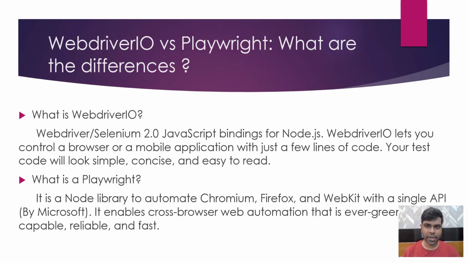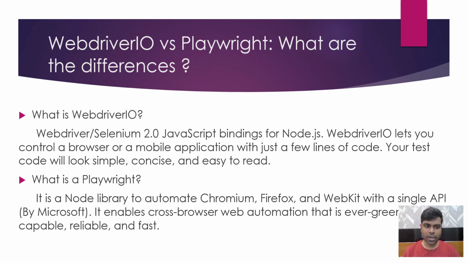WebDriver IO versus Playwright. What are the differences? So what is WebDriver IO? WebDriver or Selenium 2.0 JavaScript bindings for Node.js. WebDriver IO lets you control a browser or a mobile application with just a few lines of code. Your test code will look simple, concise, and easy to read.